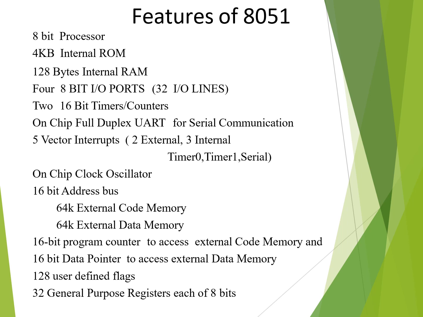5 interrupts are available in 8051 microcontroller. It is having an on-chip clock oscillator. So it is having an 8-bit data bus, and coming to the address bus, it is 16-bit. So it is having a 16-bit program counter. It is having a 16-bit data pointer. It has 128 user-defined flags, and it is available with 32 general purpose registers.